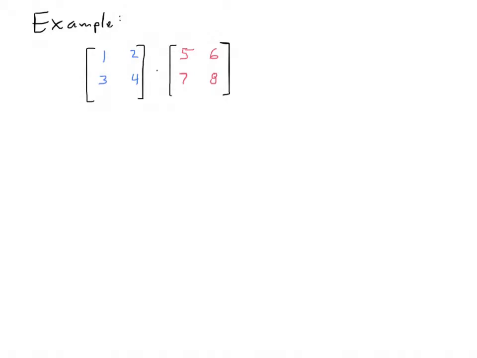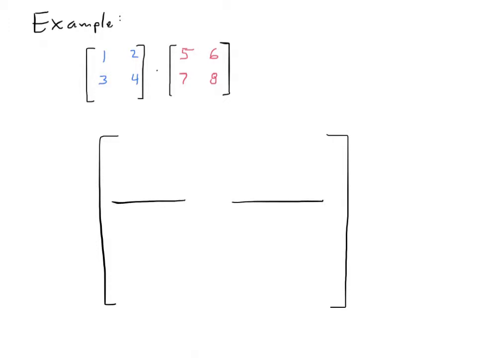So the first question, what is the size of this resulting matrix going to be? Well, since I have a 2 by 2 times another 2 by 2, we know our answer is going to be another 2 by 2 matrix. And I'm going to draw an obnoxiously large 2 by 2 matrix here, because each one of the 4 elements is going to take some work to compute.